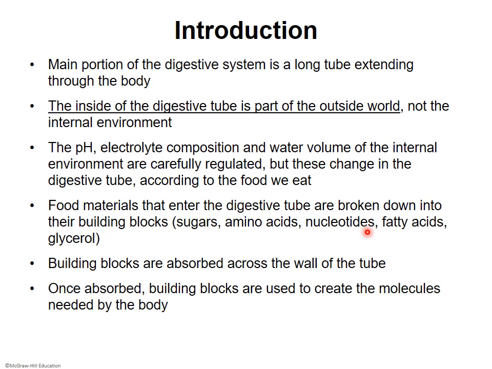Then nucleotides, these are the building blocks of nucleic acids, RNA and DNA. The NA in those are that because of nucleic acids. So nucleotides are the building blocks of nucleic acids. And then we have fatty acids and glycerol. And those two are the building blocks of triglycerides, which are our main dietary lipid. And we'll talk more about the lipids in the next chapter. But that's what this GI tract, this alimentary canal, is doing.